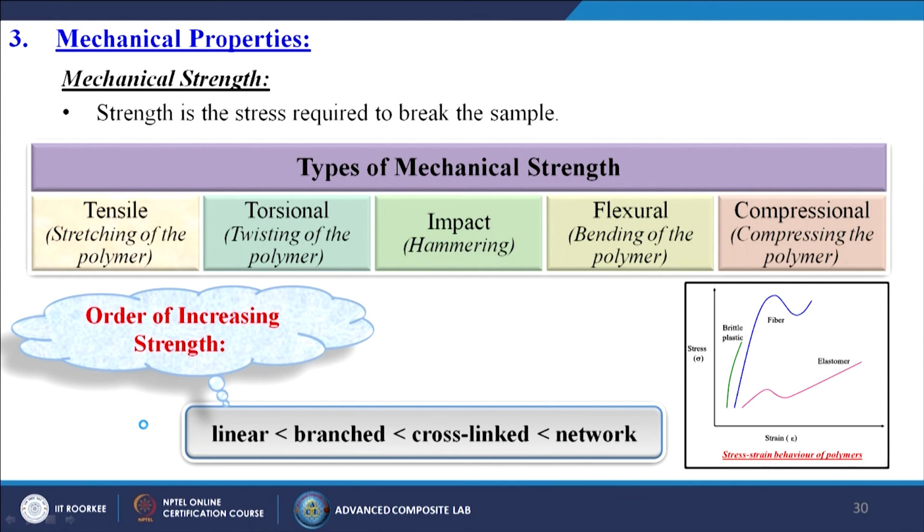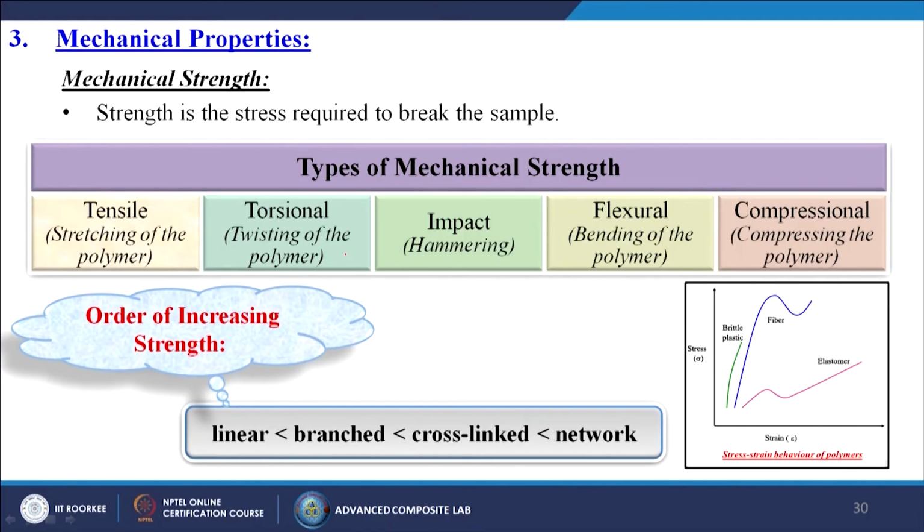Next we are going to discuss the mechanical properties. First comes the mechanical strength, which is the stress required to break the sample. There are several types of mechanical strength. First is tensile, generally stretching of the polymer; torsional, related to twisting of the polymer; impact, generally by hammering; flexural, bending of the polymer; and compressional, meaning compression of the polymer.